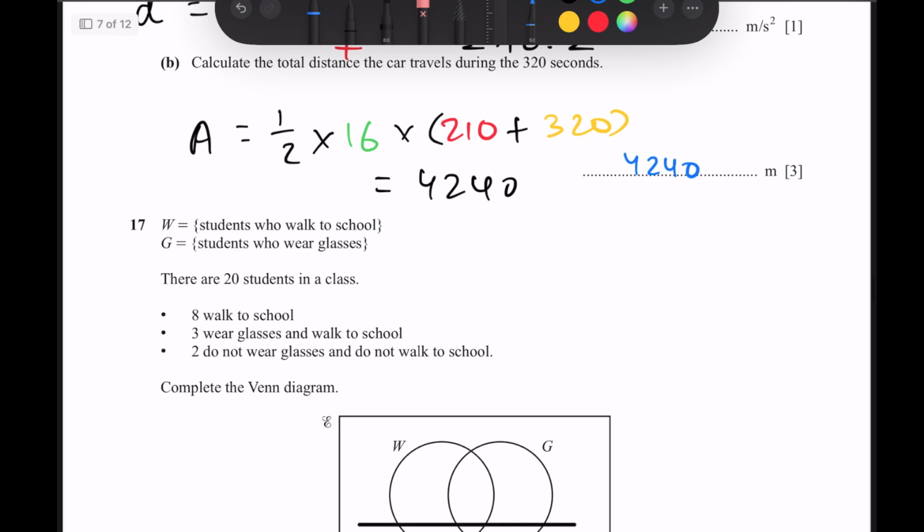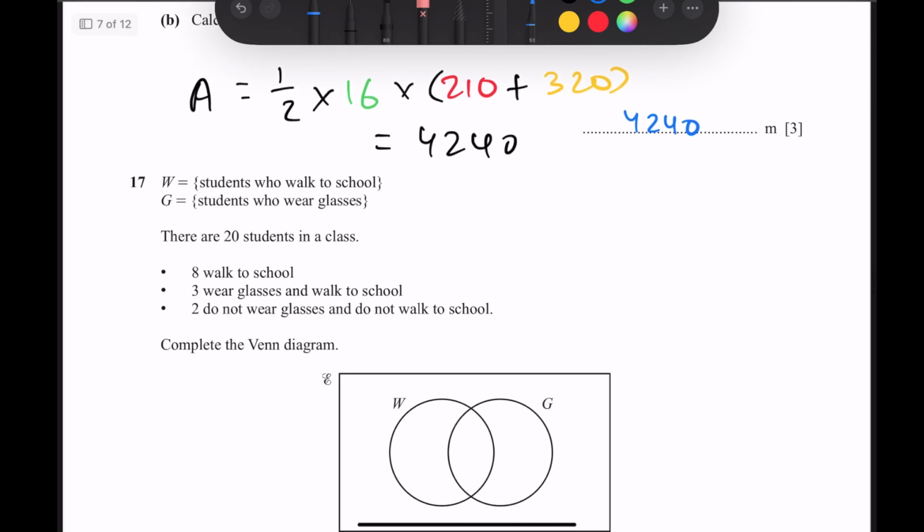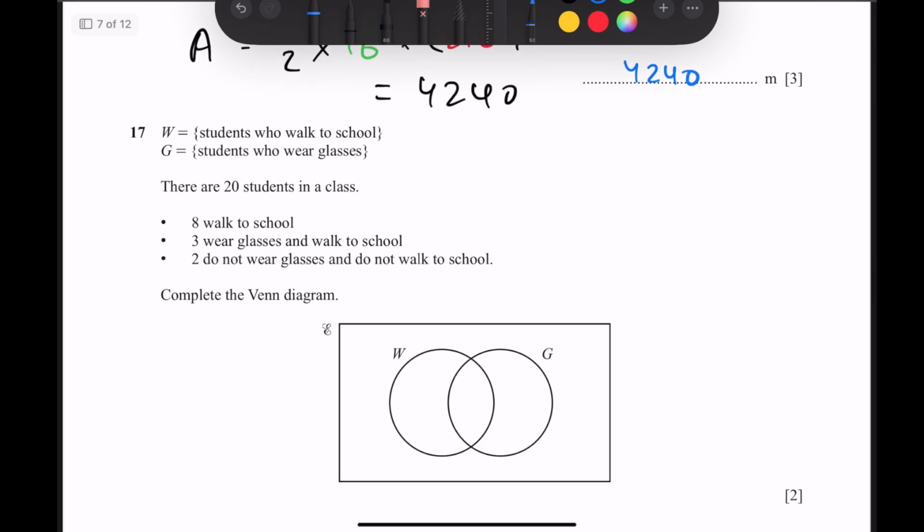Question 17 says, W is a set where students who walk to school and G is a set where students who wear glasses. There are 20 students in a class. 8 walk to school, 3 wear glasses and walk to school, 2 do not wear glasses and do not walk to school. So sentences 2 and 3 are conclusive.